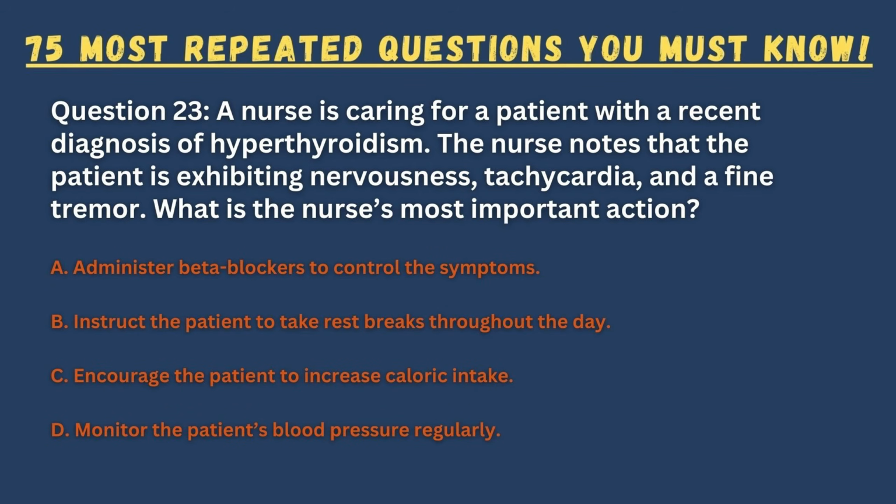Question 23. A nurse is caring for a patient with a recent diagnosis of hyperthyroidism. The nurse notes that the patient is exhibiting nervousness, tachycardia, and a fine tremor. What is the nurse's most important action? A. Administer beta blockers to control the symptoms. B. Instruct the patient to take rest breaks throughout the day. C. Encourage the patient to increase caloric intake. D. Monitor the patient's blood pressure regularly.